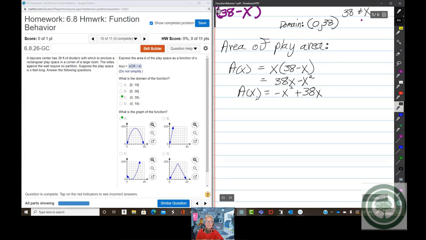You could always graph it. Go to y1 and say negative x squared plus 38x. Or you could think about what we talked about yesterday. And that is, first, this is a quadratic. Second, your leading term, negative 1, is negative. That makes this a cupped down parabola. There's only one cup down parabola there, and it's A.